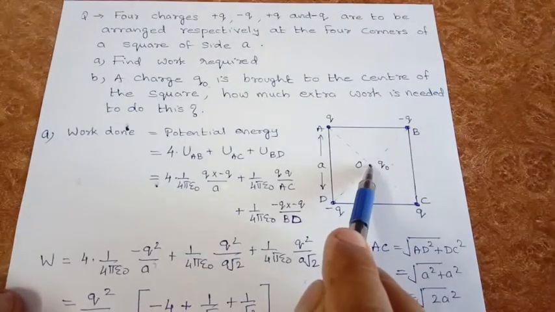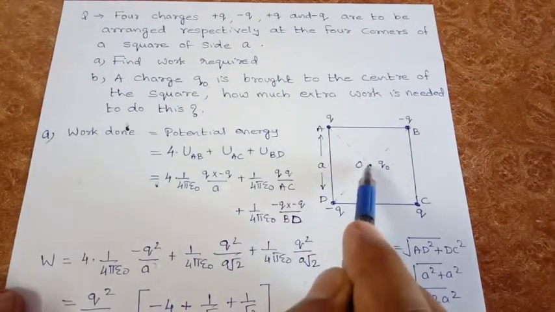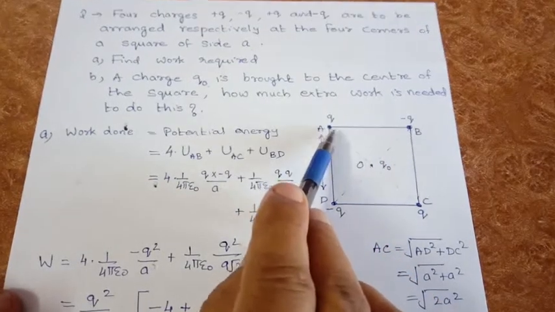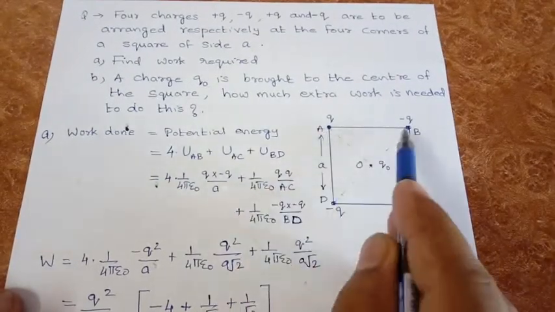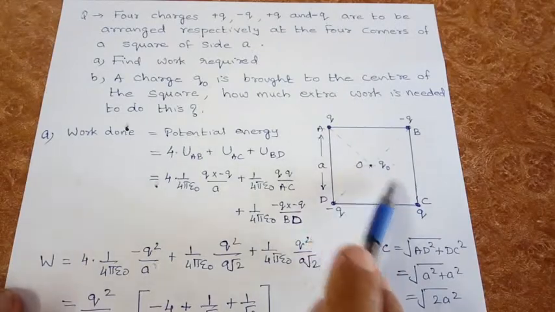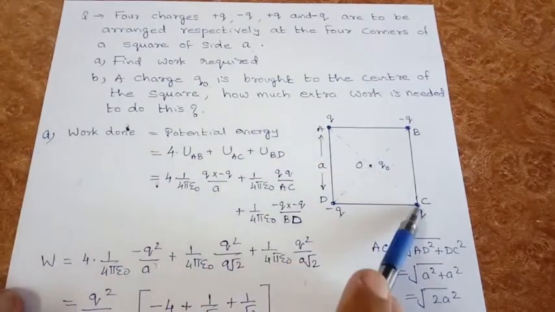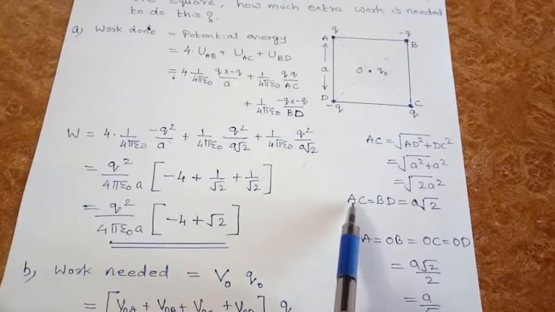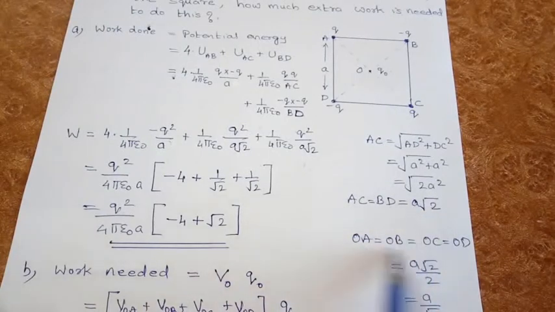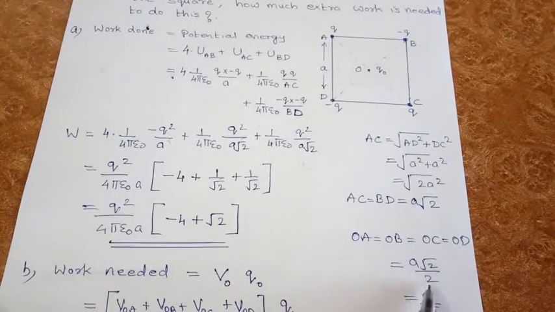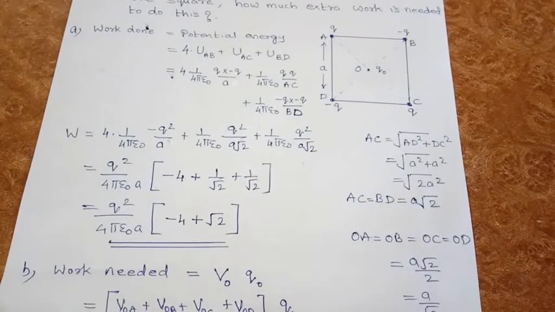Now I am going to place another charge Q0 at this position, at the center. Now what is OA and what is OB and what is OD and what is OC? That will be equal to half of AC. We already studied AC is equal to A root 2. Therefore these distances will be A root 2 divided by 2. That will be A by root 2.